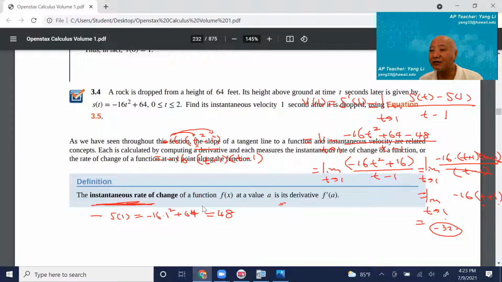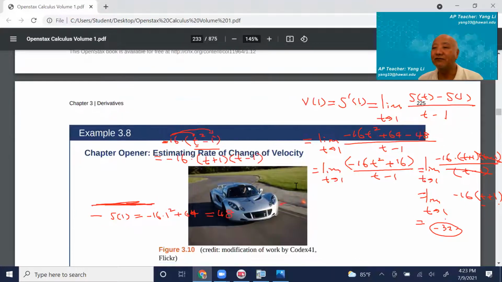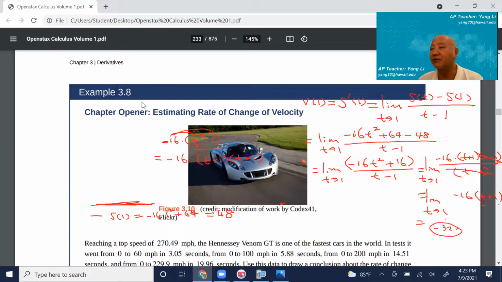Here we got that the instantaneous rate of change of a function at a value a is the derivative. So remember, the slope of the tangent line, the instantaneous rate of change, and the velocity at a certain time are the same. Just the real situation changes, but the mathematical model is the same. Today we just finish up to here. Next video we will cover from example 3.8.